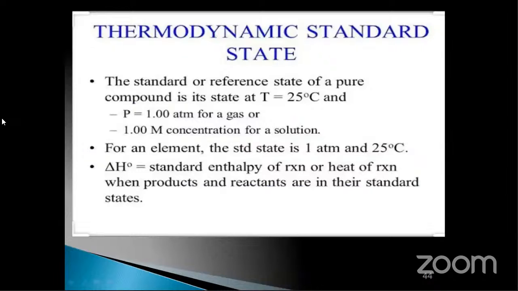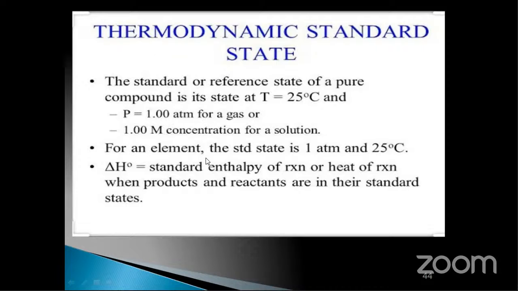Now the next is thermodynamic standard state. What is actually the thermodynamic standard state? Standard state means the reference state of a pure compound, at temperature 25 degrees centigrade and pressure 1 atmosphere. This is called the standard state of the chemical reaction. When concentration is 1 molar, pressure is 1 atmosphere and temperature is 25 degrees centigrade, all these conditions of reaction are called the thermodynamic standard state.